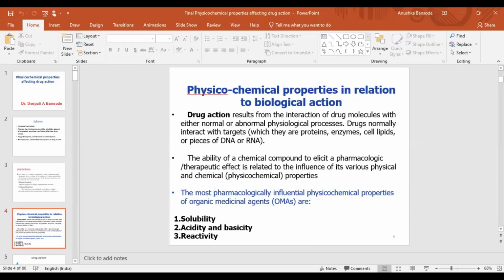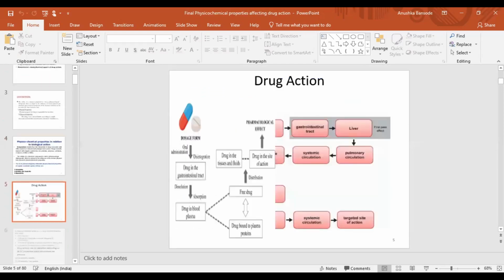Drug action results from interaction of the drug molecule with either normal or abnormal physiological processes. Drugs normally interact with targets. These targets are proteins, enzymes, cell lipids, or pieces of DNA or RNA. The ability of a chemical compound to elicit a pharmacological or therapeutic effect is related to the influence of its various physical and chemical properties. The most pharmacologically influential physicochemical properties of organic medicinal agents, OMAs, are solubility, acidity, basicity, and reactivity.